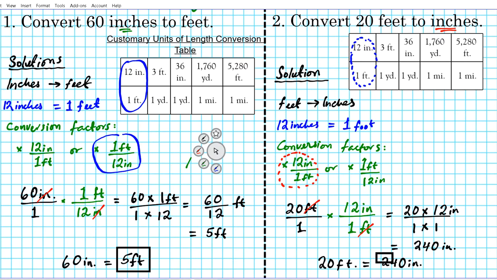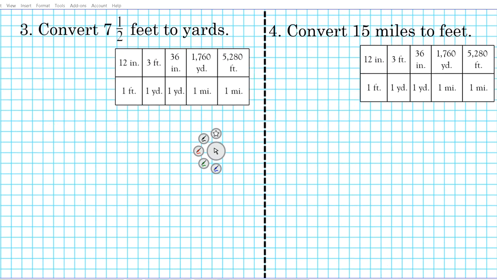Two more problems to go, and then we'll give you some practice problems. Alrighty, so let's move on to question number 3. Now that we've seen 2 examples, we're going to go a little bit faster with these 2 problems. For number 3, we're going to convert 7.5 feet to yards. You look at your table, which one has feet and yards in it? There you go, right here, the second column. That's the one we're going to use. 3 feet is equal to 1 yard.